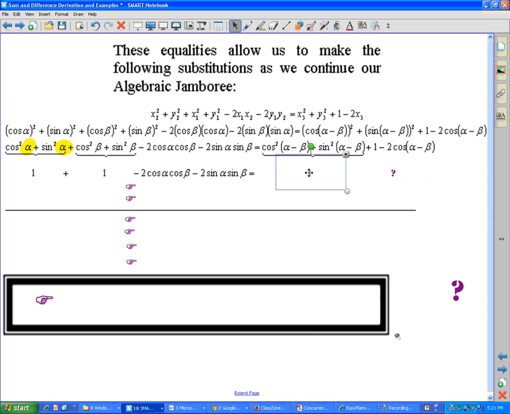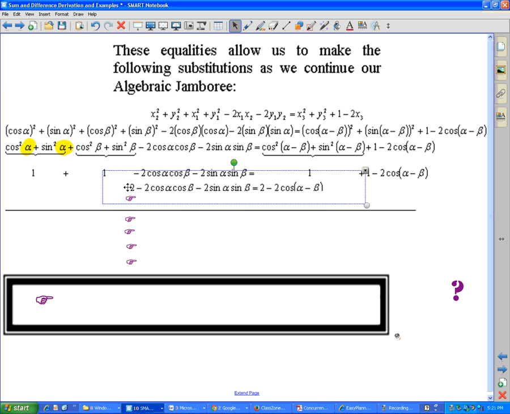And then finally, last but not least, we've got the 2 cosine alpha minus beta, which there's not much we can do with right now. So let's simplify a little bit. 1 plus 1 is 2. On the other side, we also have a 1 plus 1 is 2. We can, I believe, just subtract those 2's off, can't we?